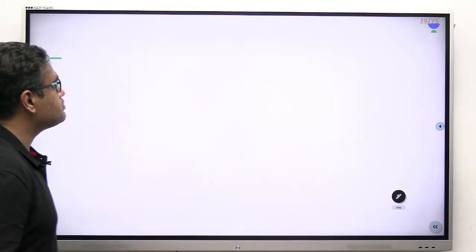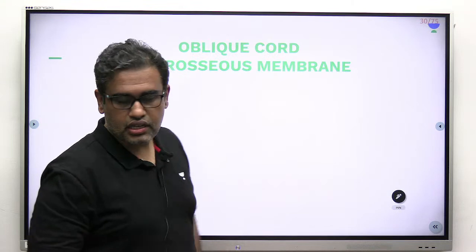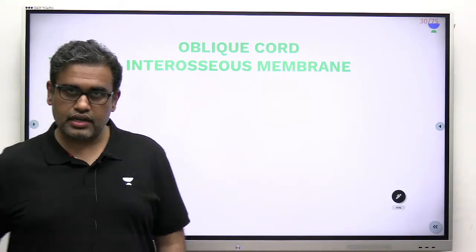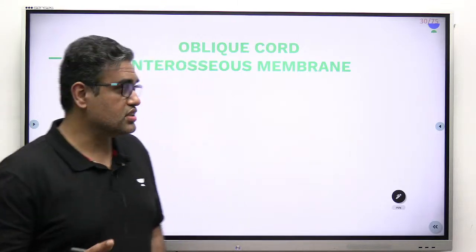Let's move forward over here. The two important terms are the oblique cord and the interosseous membrane. Let us see them also. What is the oblique cord? What is the interosseous membrane?